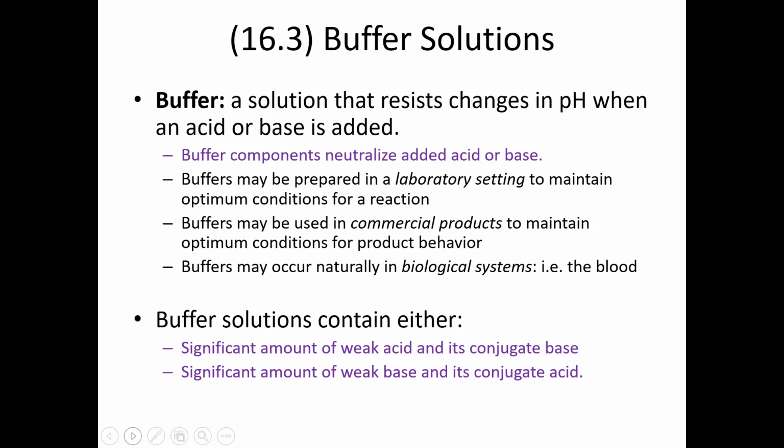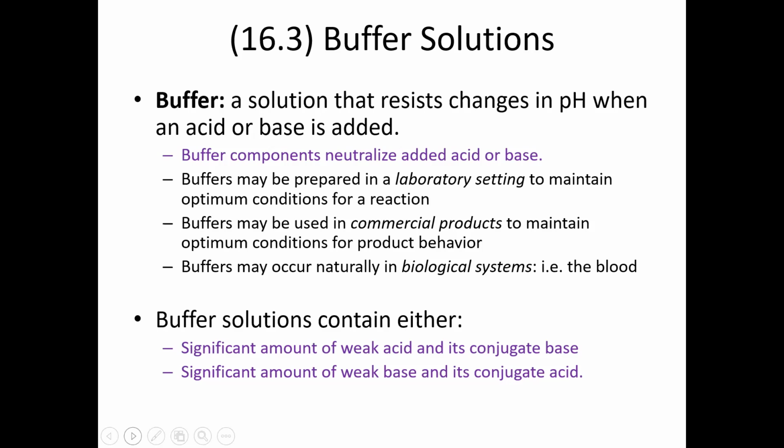So buffers, like I said, need to neutralize added acids and need to neutralize added bases. And how do they do that? What are their components made up of? Well, there are two different types of buffers. A buffer either contains a significant amount of a weak acid and its conjugate base, or a buffer is made up of a weak base and its conjugate acid.